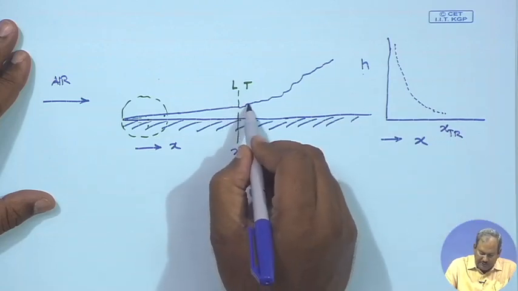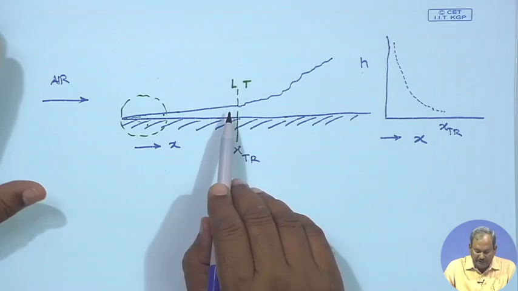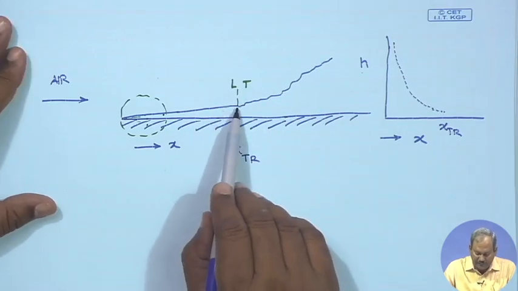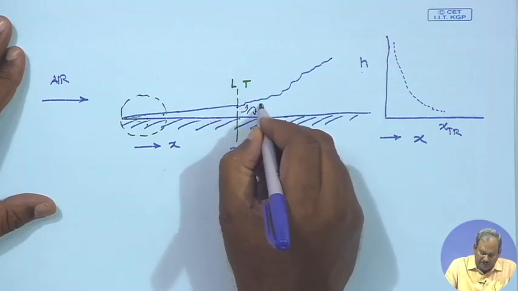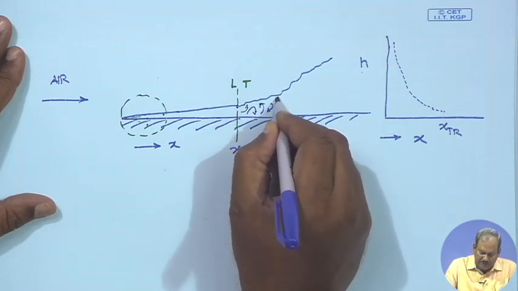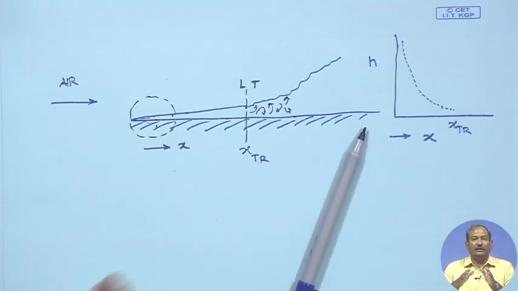At this point, you are going to have turbulent flow. The way we define it, up to this point I have perfectly ordered laminar flow, and beyond this point it is going to be random mixing taking place inside the boundary layer. As I told you before, in reality it does not happen like that. You do not have a clear cut demarcation between laminar flow and turbulent flow.